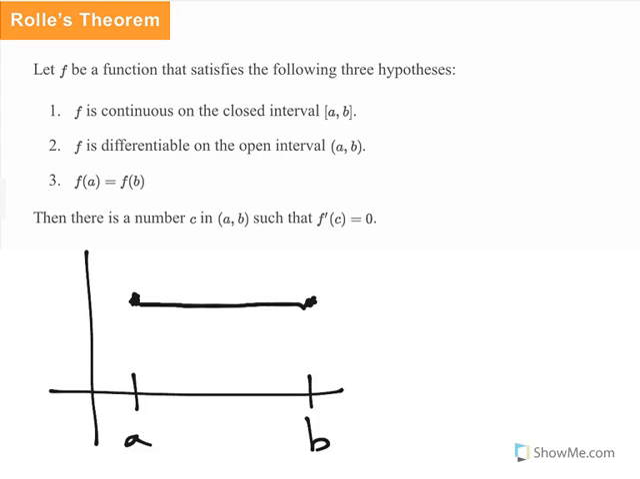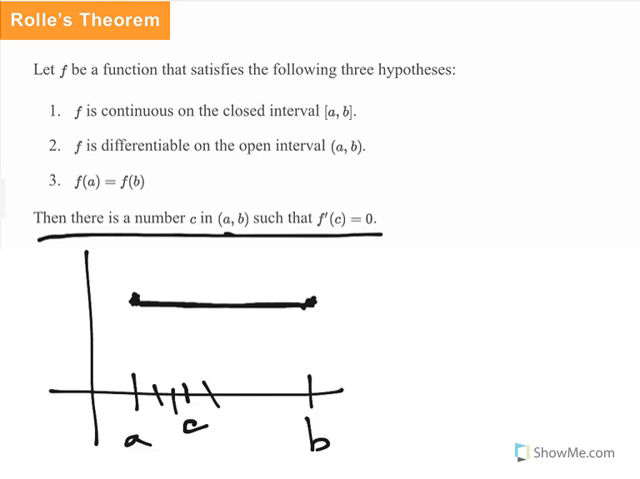Notice the result of Rolle's theorem says that if these 3 criteria are met, then there is a number c somewhere in between a and b. Notice on the open interval from a to b, not the closed interval. So c is not one of the endpoints, but c is somewhere in between a and b, where f prime of c is equal to 0. I say that this is not a very interesting example where you have a straight horizontal line, because if you look at every single point in between a and b, every single point has a derivative that's equal to 0 there, because this is just a straight horizontal line.